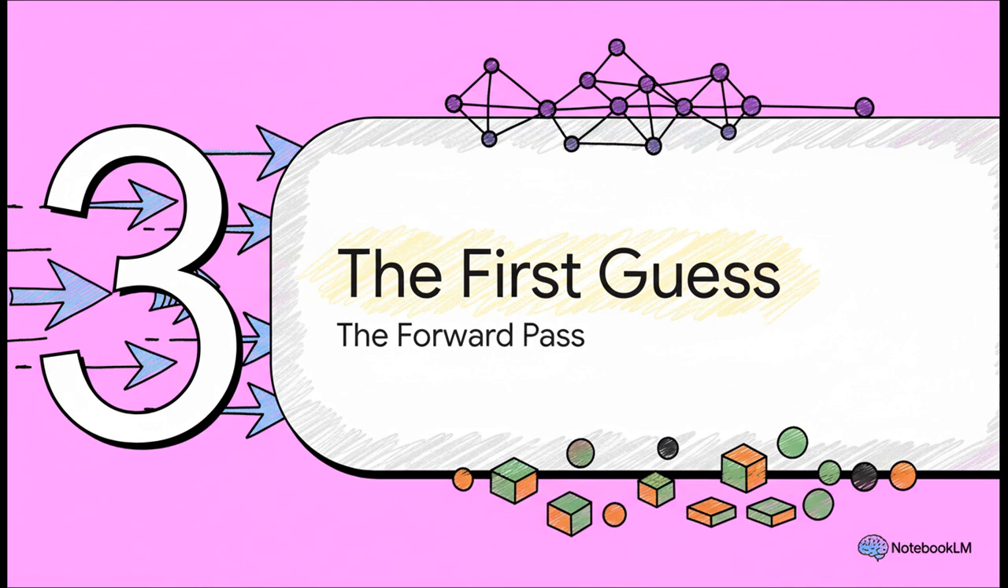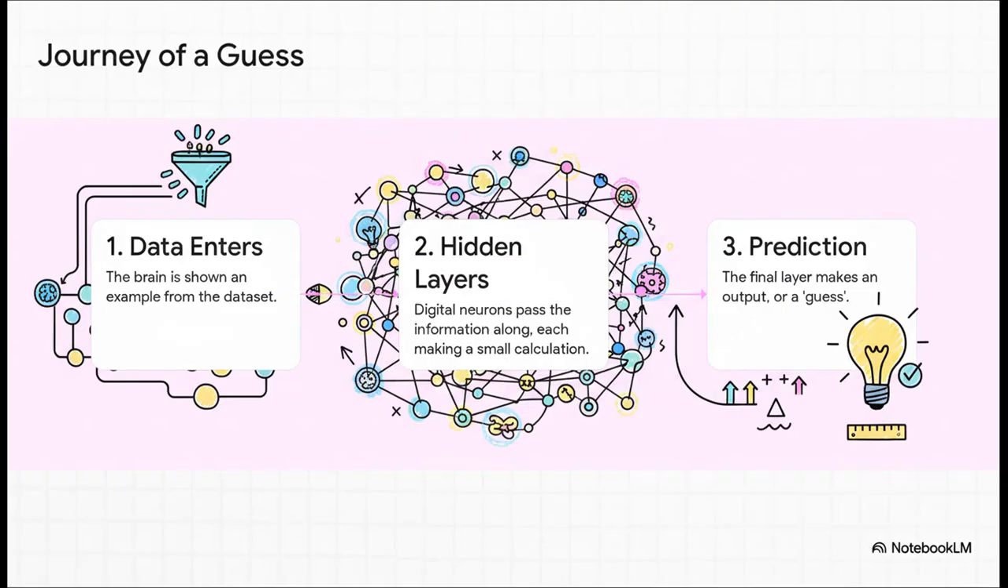The whole journey is just a straight line. So the data enters the first layer of neurons, then it zips through all those hidden layers in the middle, and each little neuron does a tiny bit of math before passing its result to the next one in line. And finally, boom, it reaches the end, and that last layer spits out a prediction.